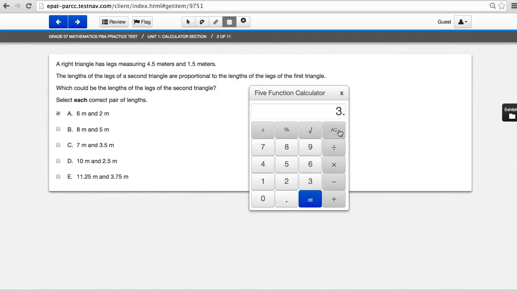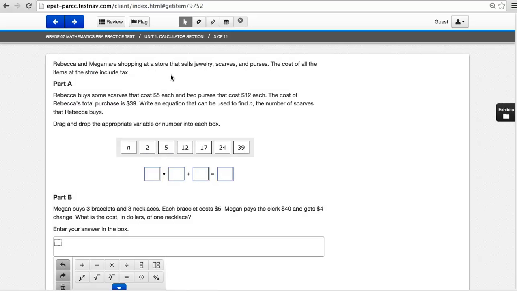If I do 8 divided by 5, that's 1.6, nope, doesn't work. 7 divided by 3.5. Does it work? Gives me 2, not close enough. I'll do 10 divided by 2.5. That gives me 4, close but not good enough. And lastly, 11.25 divided by 3.75. That gets me a relationship of 3, so it's got to be both answer choice A and E. It was a multiple select question, so let's go ahead and click on the next answer.